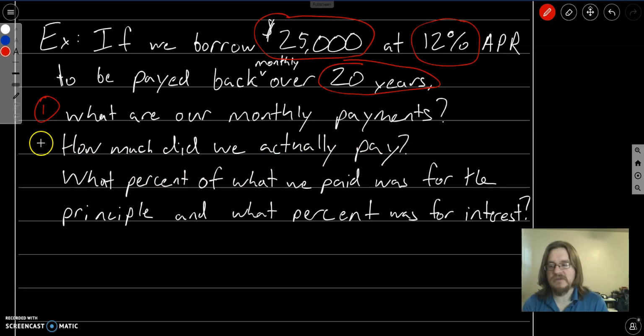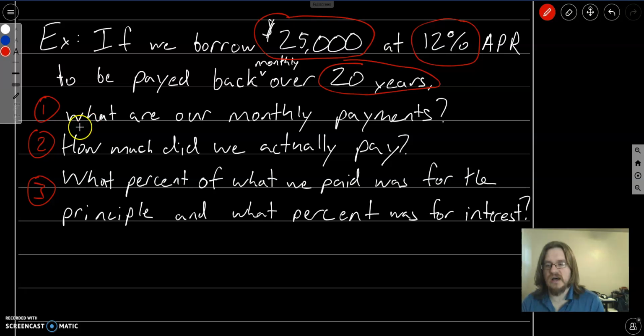But the second question is, how much did we actually pay? Because if we're only paying it back every month little by little, how much we have left to pay is going to earn some interest. So we're going to see that we actually pay a lot more than $25,000. And then the third question is, if we total up how much we actually paid, what percentage of what we paid was for the initial $25,000? And what percent of what we paid was actually just for the interest that we accrued by paying it back over 20 years? So let's do these.